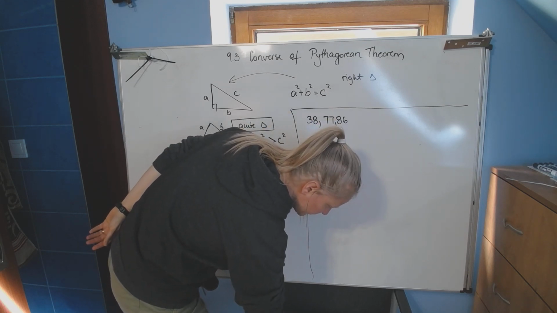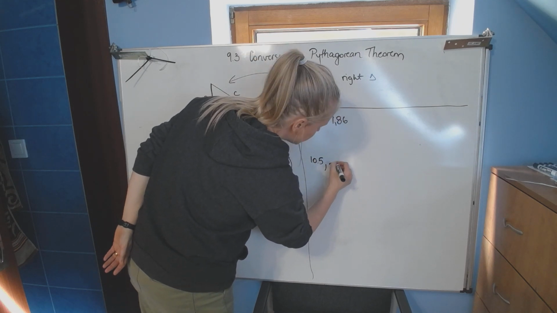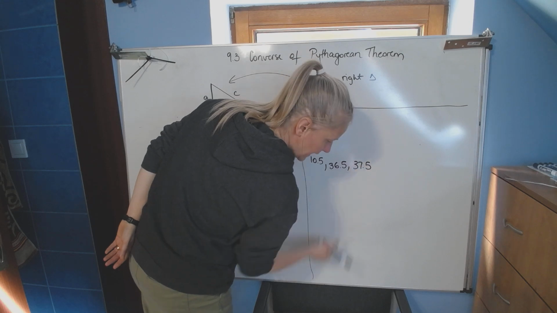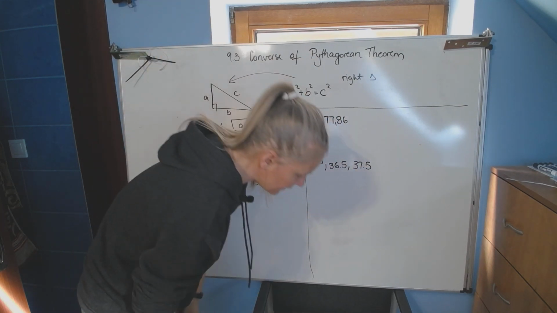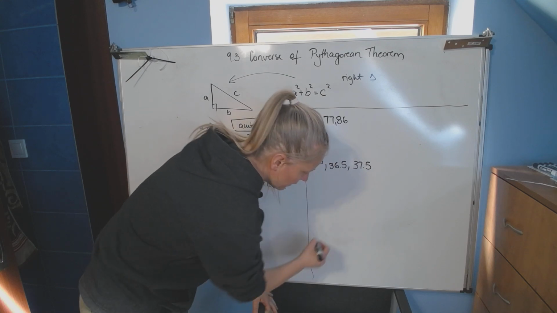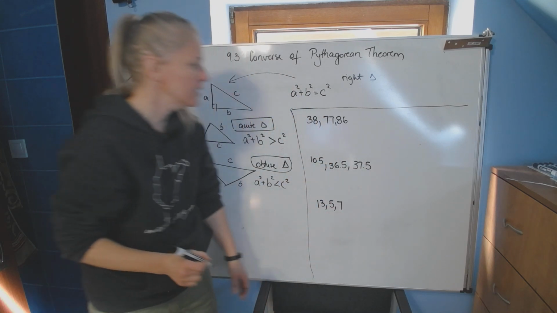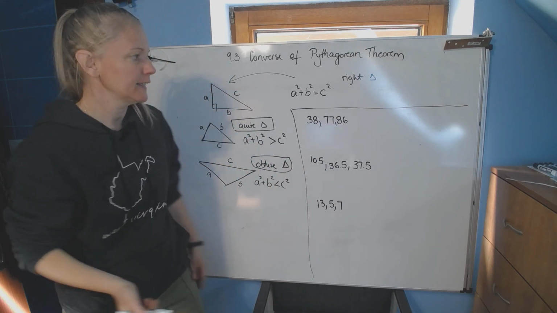I'm going to use the book: 10.5, 36.5, 37.5, which is example 2A and B. And then I'm also going to work down here, guided practice 4, which is 13, 5, and 7. We're going to have to decide what kind of triangles they are. That's what we're looking for.